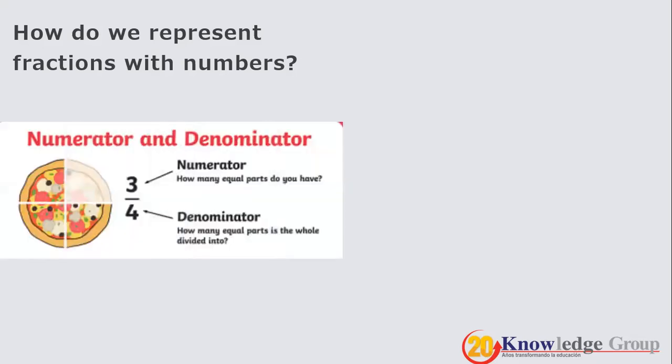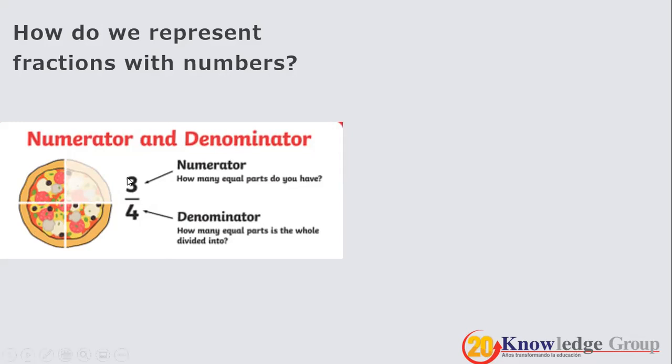Now, how do we represent fractions with numbers? We saw how we can represent fractions with diagrams or drawings. But how do we do that with numbers? Because at the end, this is math and you have to do things with numbers. Fractions are represented by two numbers. It is one number on top of the other, and they have a little line in the middle, as you can see here.